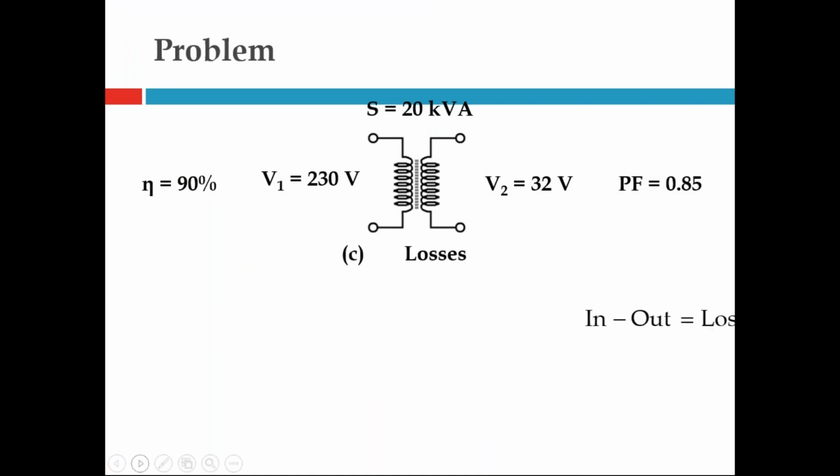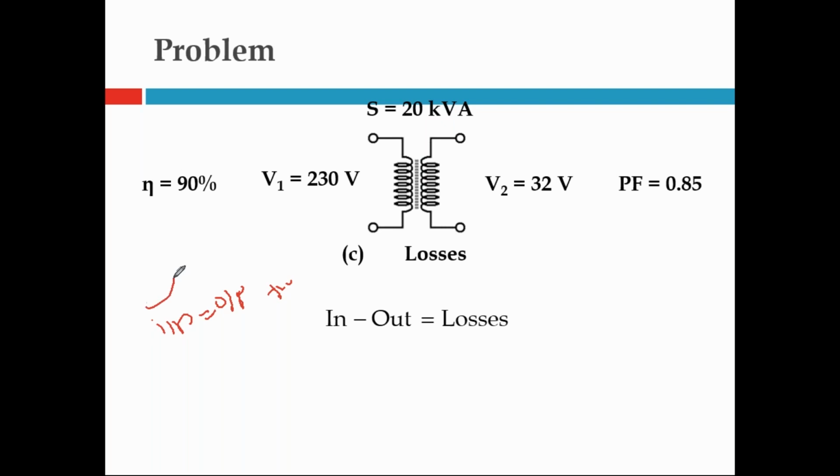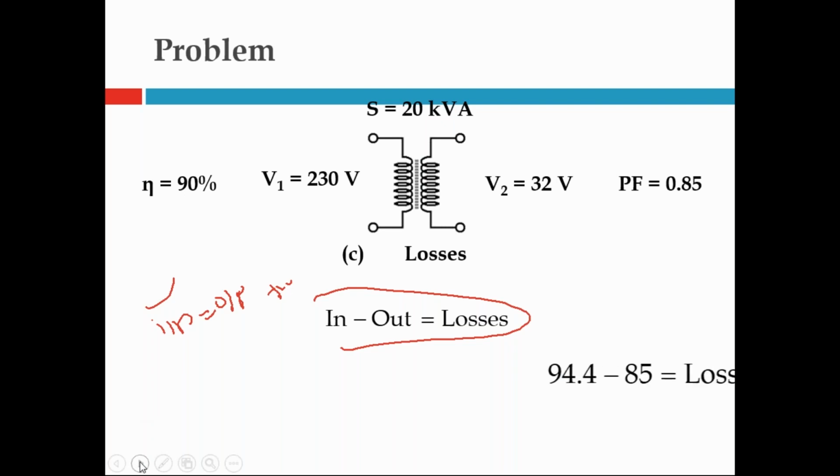Right. Now we'll see how we can find the losses. The losses formula we get is: input equals output plus losses. Here we know the value of input and output, so we can calculate the losses by using this formula. I will send this PPT in the classroom, then you can solve this problem.